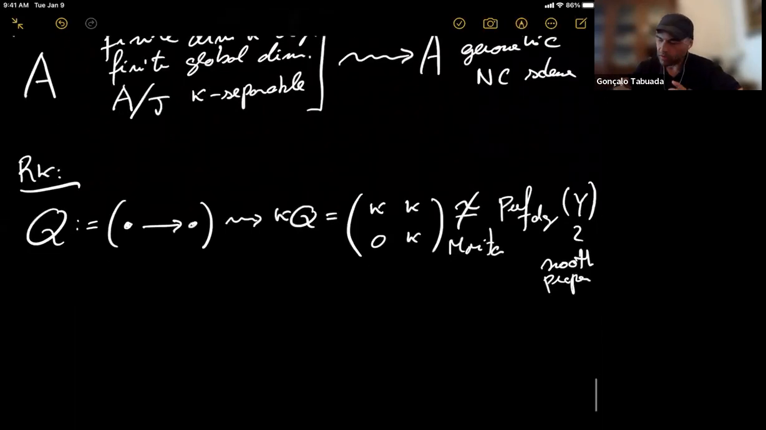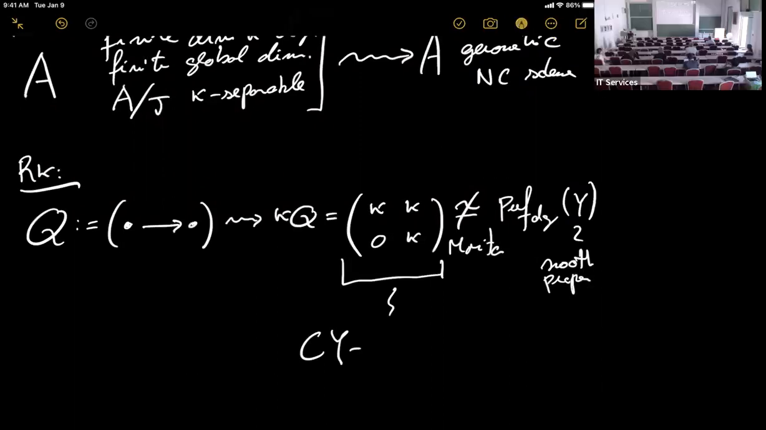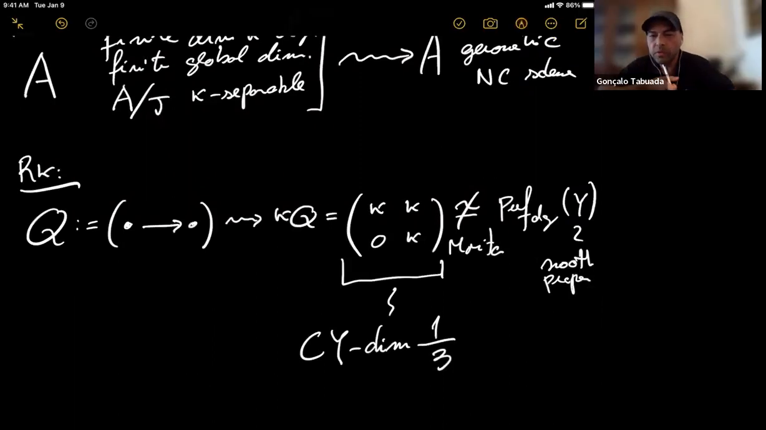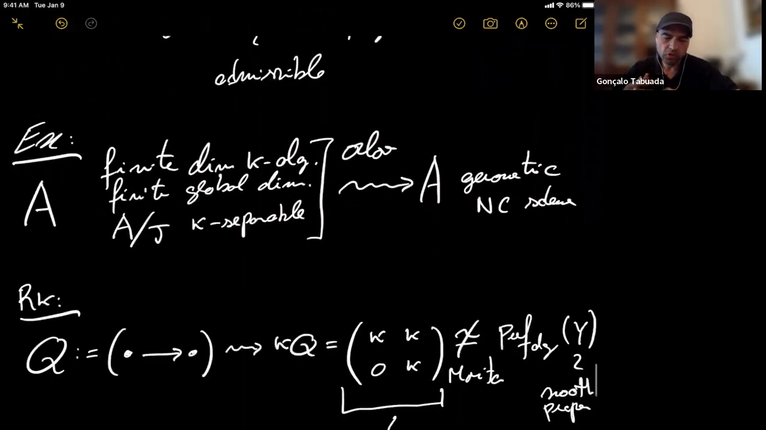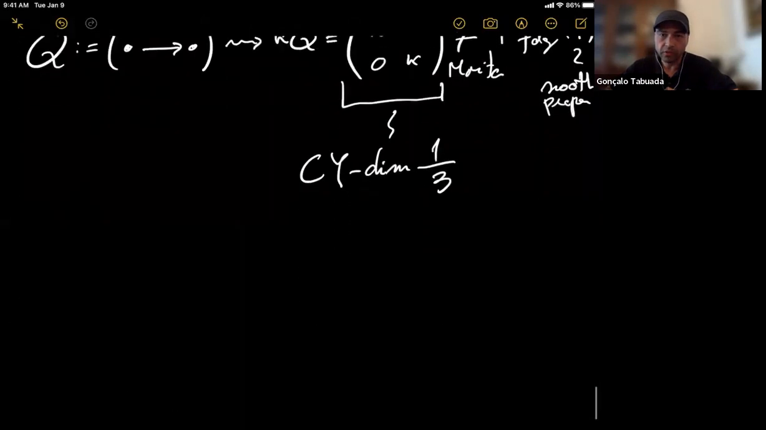One way to see this is that this thing here is actually Calabi-Yau. So you can talk about Calabi-Yau dimension in great generality. It turns out that this algebra here has a fractional Calabi-Yau dimension of 1/3. And the Calabi-Yau dimension of any algebraic variety is always an integer. So this cannot be the derived category of a scheme. So you see it's inside the derived category of a scheme, but it's not one of those. So there exist truly non-commutative geometric schemes which are not schemes themselves.